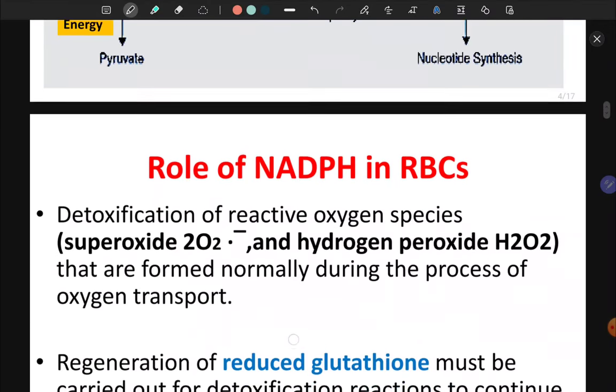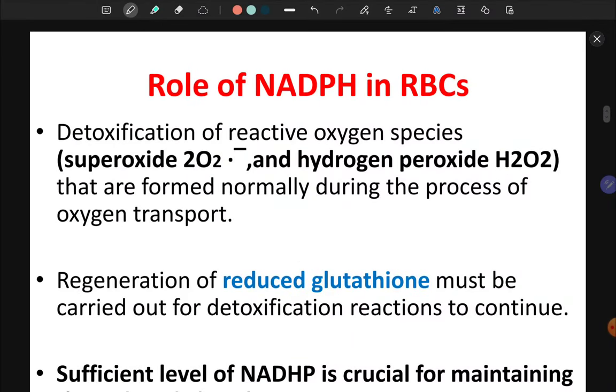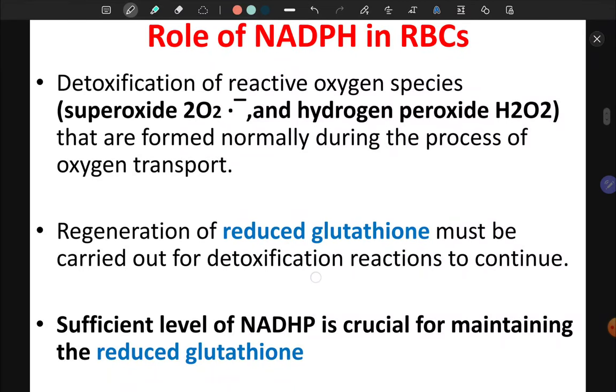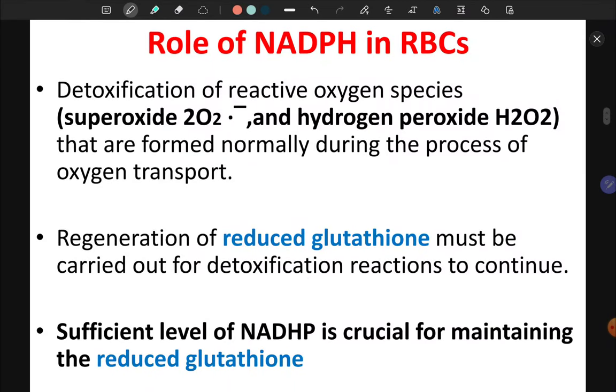In fact, we have many other cells to talk about, such as the role of NADPH in neutrophils, where it acts in immune function. In the liver, as we said, it synthesizes. But we will concentrate on the RBC because there is a disease associated with a deficiency in NADPH, more specifically in G6PD deficiency. So, as we said, it will do a detoxification function in the RBC of reactive oxygen species that are formed normally during the process of oxygen transport.